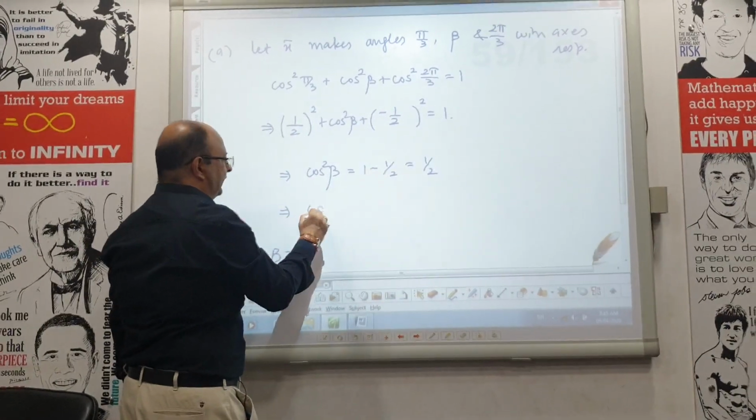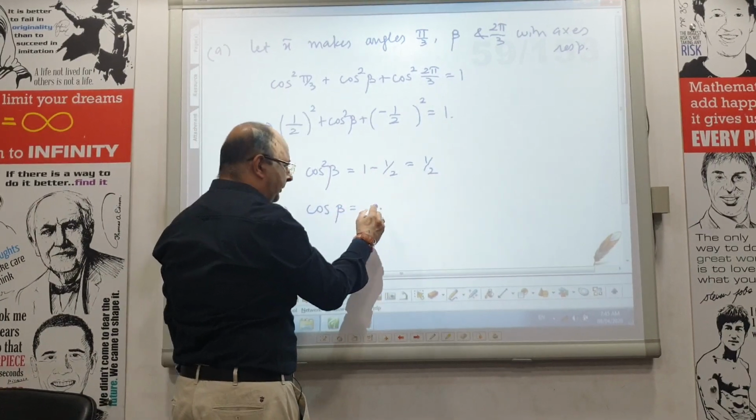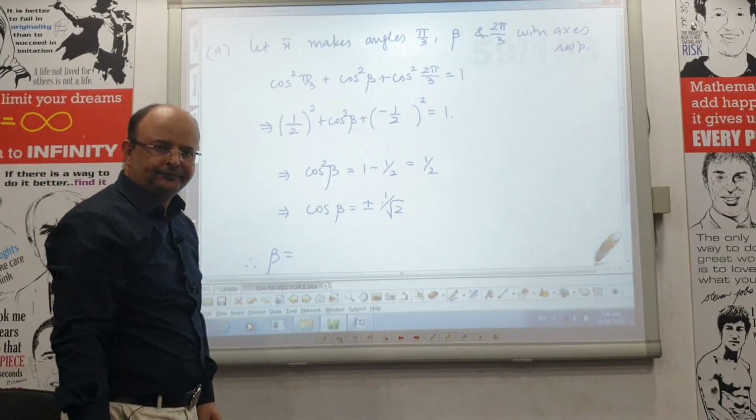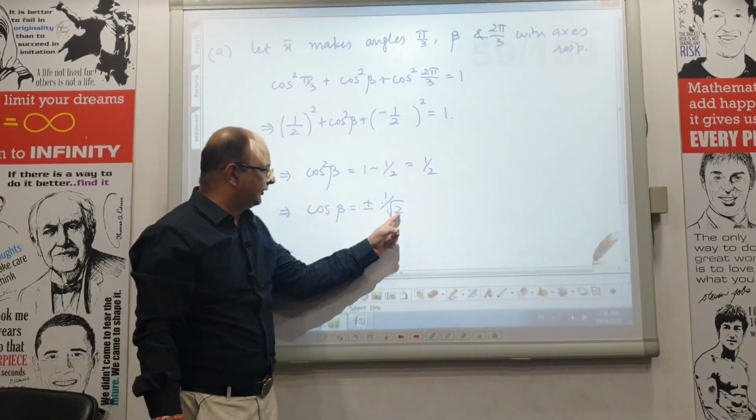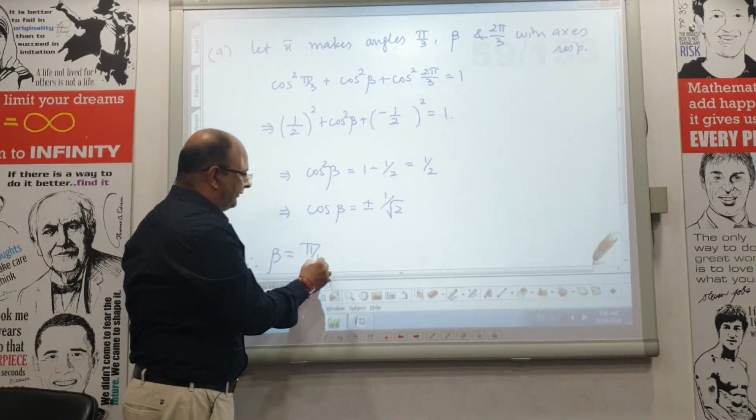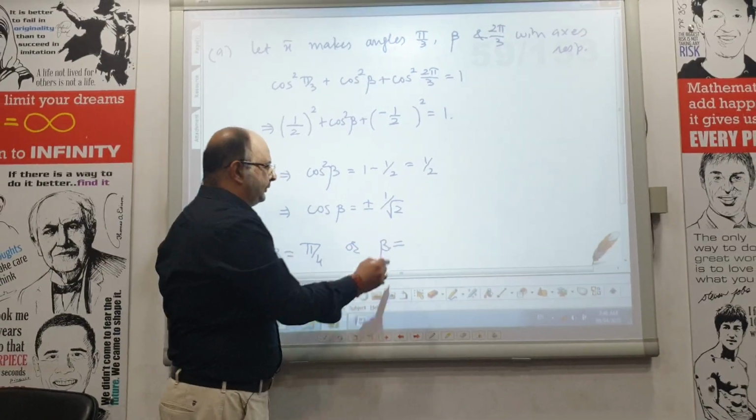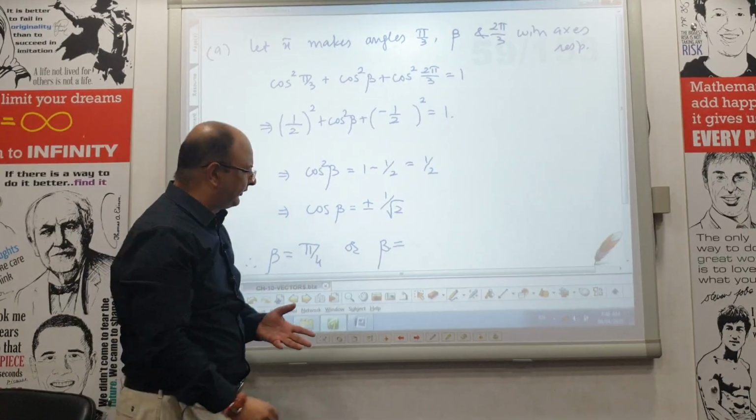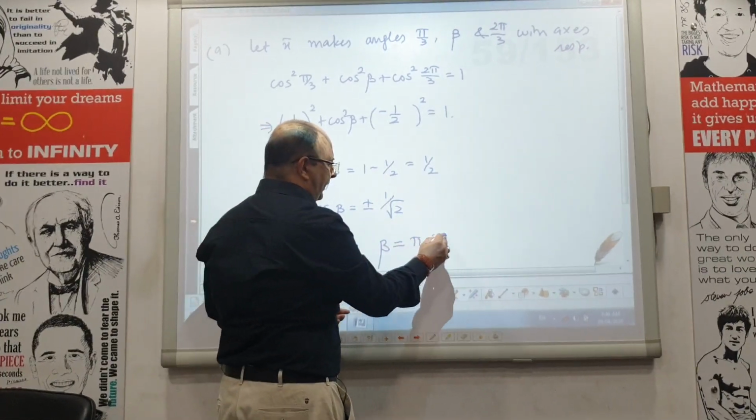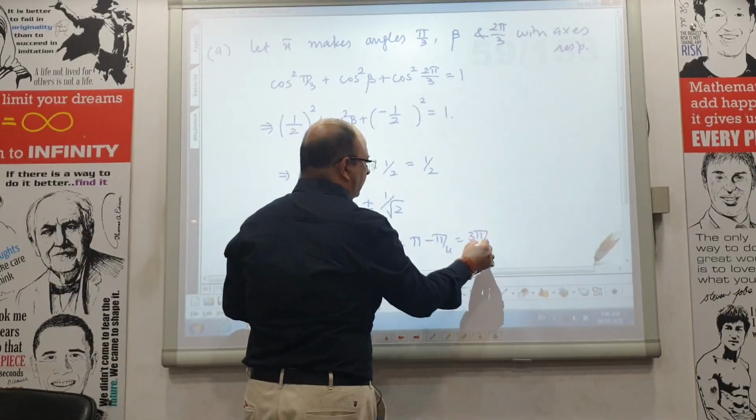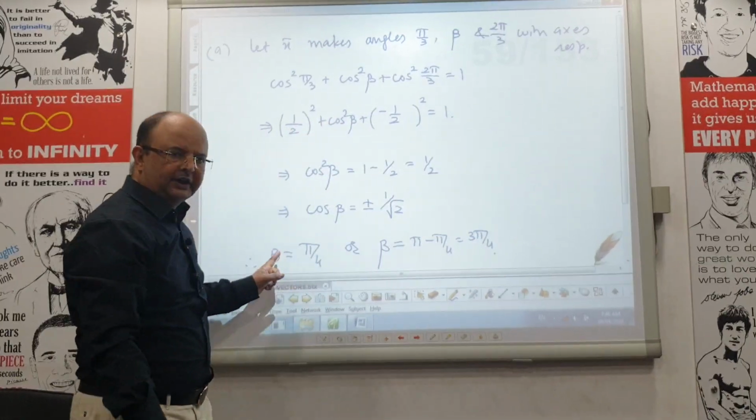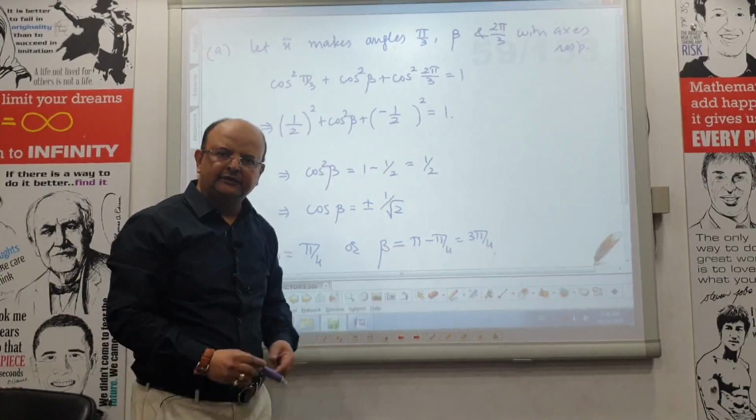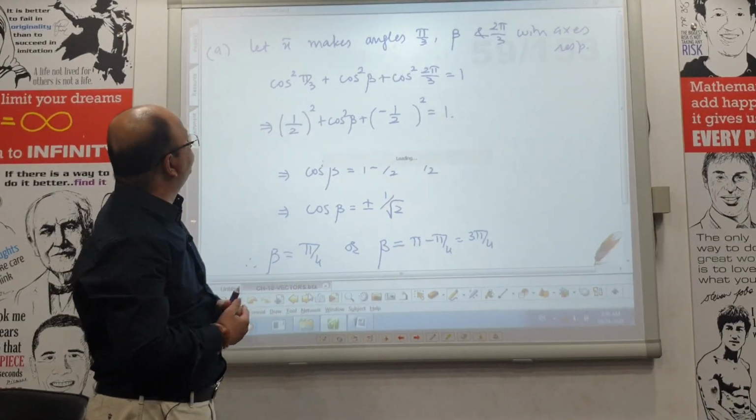So cos beta is plus or minus 1 by root 2. If cos beta is 1 by root 2, your beta will be pi by 4. But if cos beta is minus 1 by root 2, we did this type of examples frequently. It is pi minus pi by 4, that is 3 pi by 4. So you wanted to find out beta. Beta has two choices. Either beta is pi by 4 or beta is 3 pi by 4.